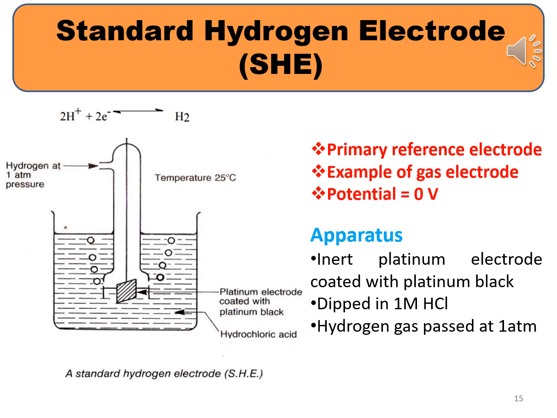and this is an example of a gas type of electrode. The apparatus consists of an inert platinum electrode dipped in 1 molar HCl solution. This platinum electrode is coated with platinum black and helps to attain the equilibrium between hydrogen gas and H+ ion. This is surrounded by a coaxial tube which has a small opening to pass hydrogen gas at 1 atmosphere.